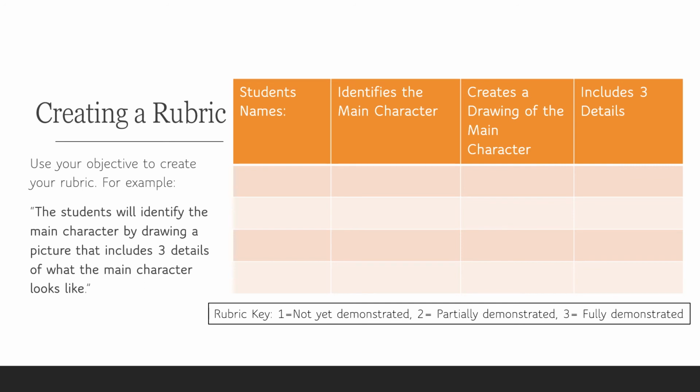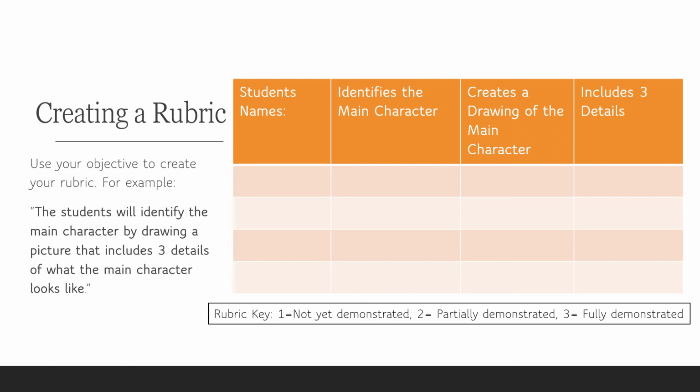So notice how I created my rubric. The first column is always going to be for your students' names. And then the other 3 columns are the 3 things that are part of this objective. The first part is that they'll identify the main character. The second part is that they will draw a picture. And the third part is that they will have 3 details. So you can see how I put that into my rubric. And then I can score each one of these things.